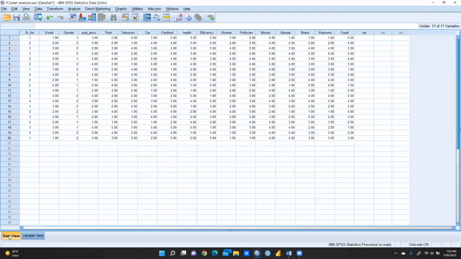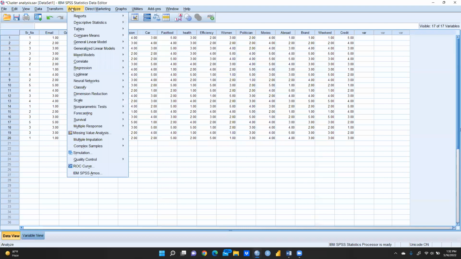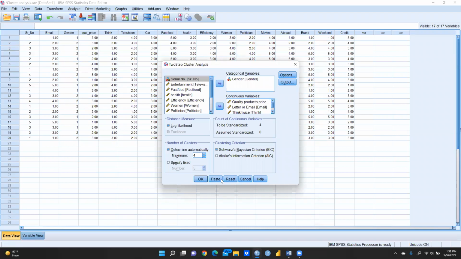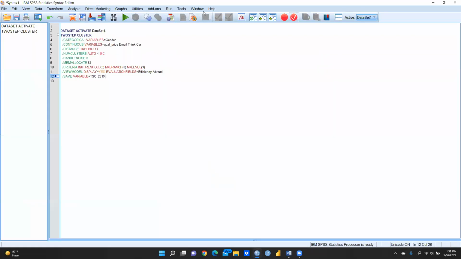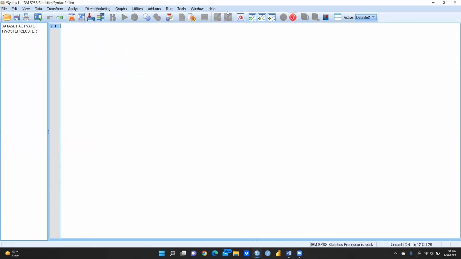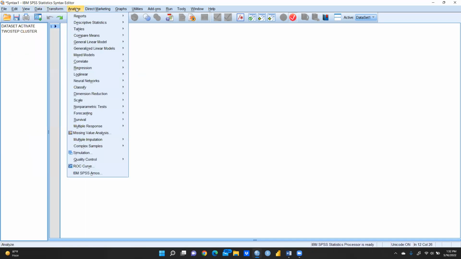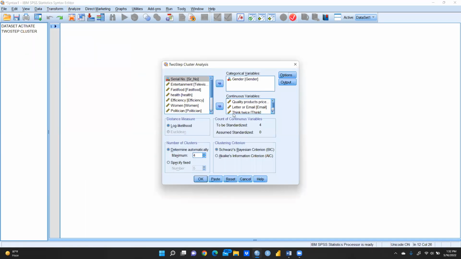I had filled in this data; all 20 respondents filled in this data, so I have collected this data from 20 respondents. Now I am going to classify using two-step cluster analysis. Let me reset it.